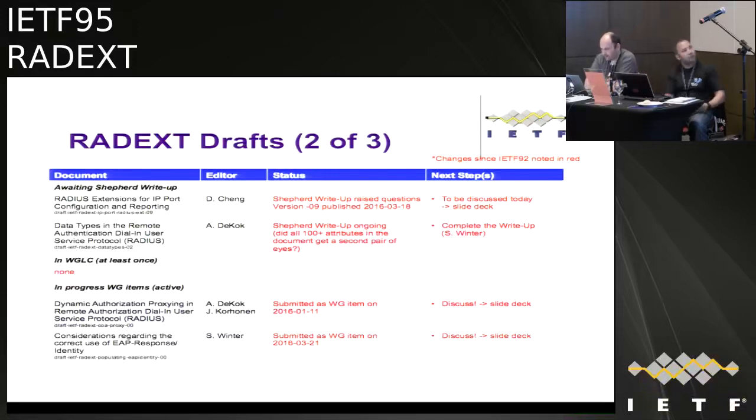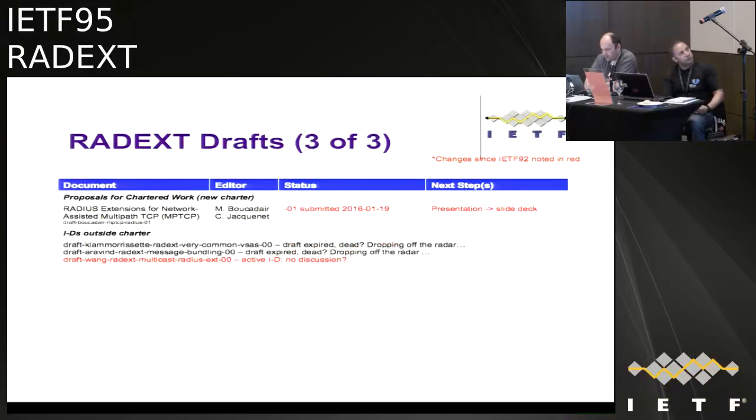Lastly, we have one piece of new work which is not currently on our stack, but might become, which is the RADIUS extensions for network-assisted multipath TCP, from Mehmet Bukader and colleagues. Actually, we have a second version of that. The -01 was submitted January 19, 2016. And the authors have a slide deck on it. I hope somebody is going to present. Doesn't really look like it.